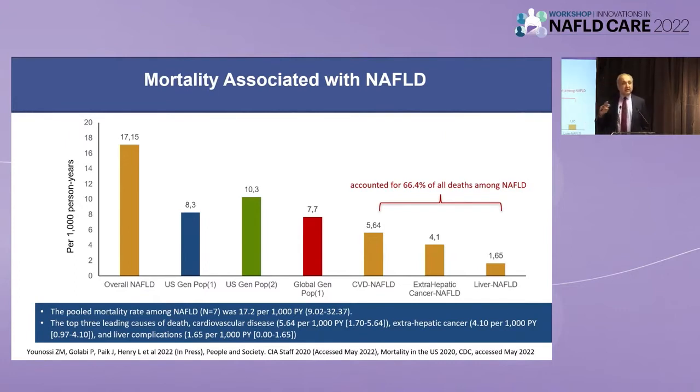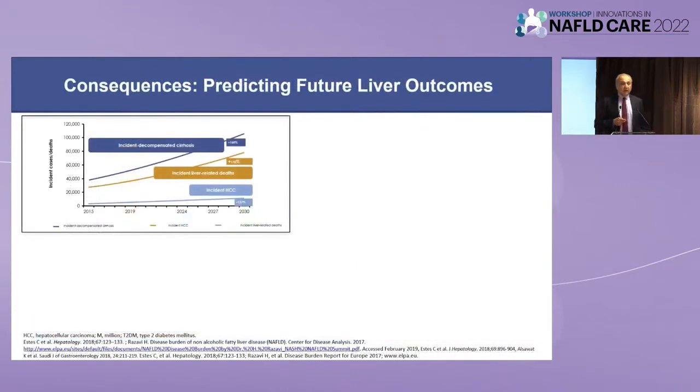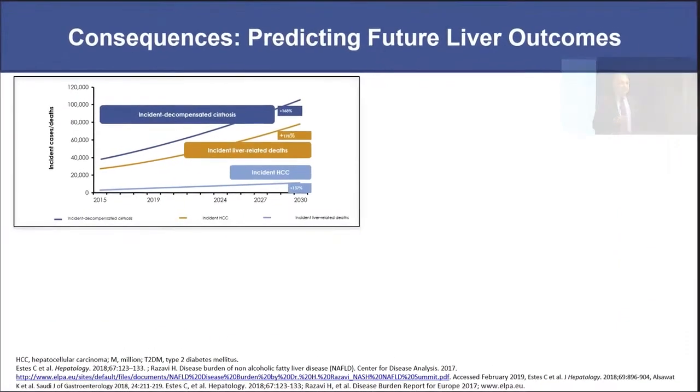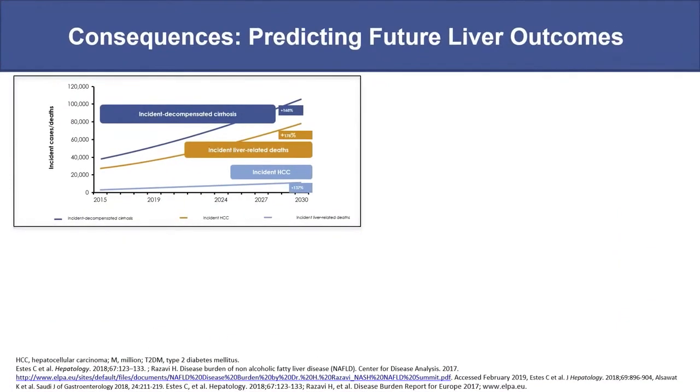When you look at the cause-specific mortality, the top 3 causes, heart disease, extrahepatic cancers, and liver-related causes, could explain about 65% of mortality here, and they're all listed here. Now, modeling, this is again from Rezaei's data. Complications over the next 15 or 20 years are expected to increase.